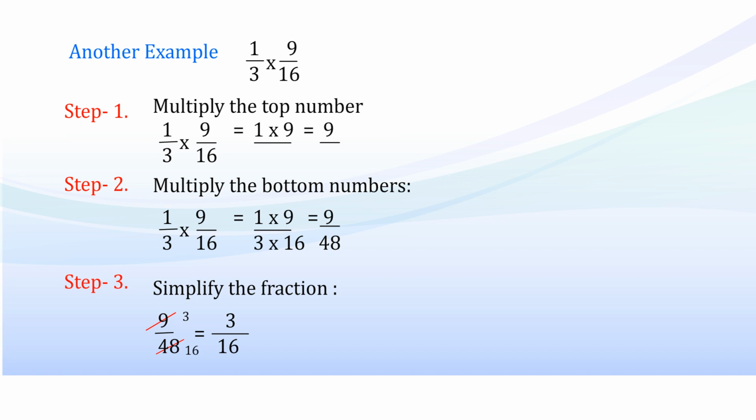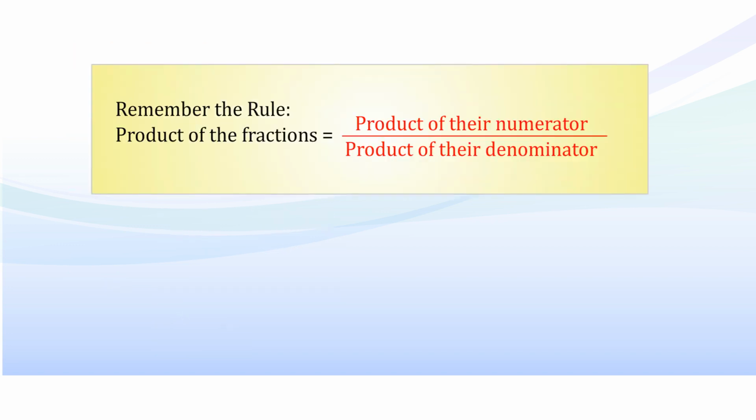1 by 3 into 9 by 16 equals to 1 into 9 whole divided by 3 into 16 equals to 9 by 48. Step 3. Simplify the fraction. 9 by 48 equals to 3 by 16. Remember the rule. Product of the fractions equals to product of their numerators by product of their denominators.